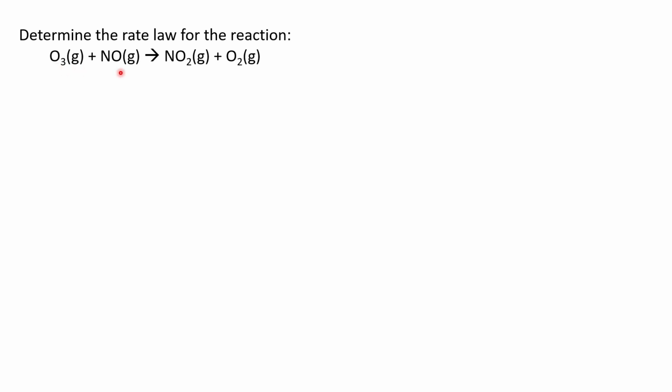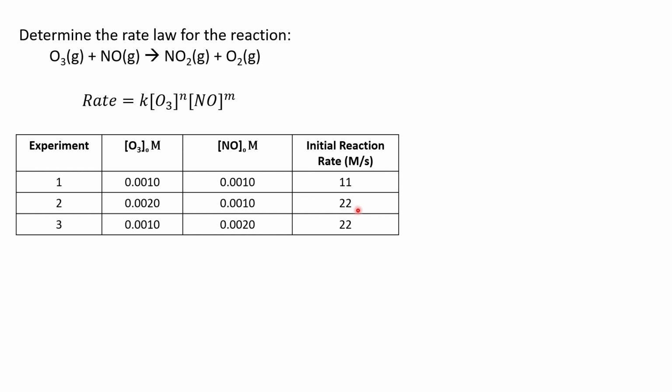Okay, here's our problem. We're going to determine our rate law for this reaction rate here. Notice I have two reactants. So this is going to make my rate law a little more complex. But again, we can handle this. It's not a problem. So first, I'm going to write my generic rate law. It's just my K, which again must be determined experimentally. You can see that I have made my ozone have the order of N and my nitrogen monoxide have the order of M.